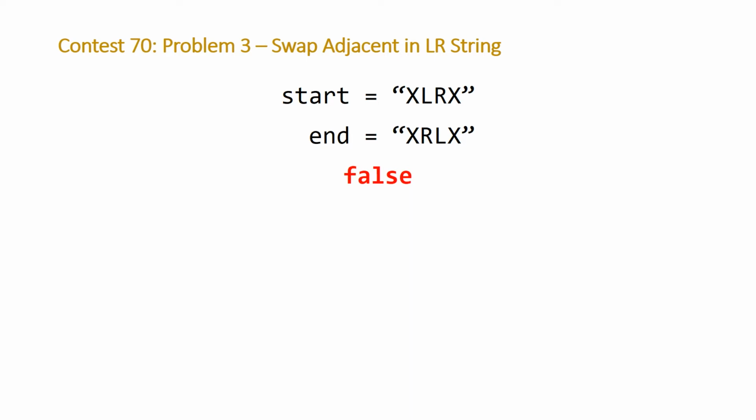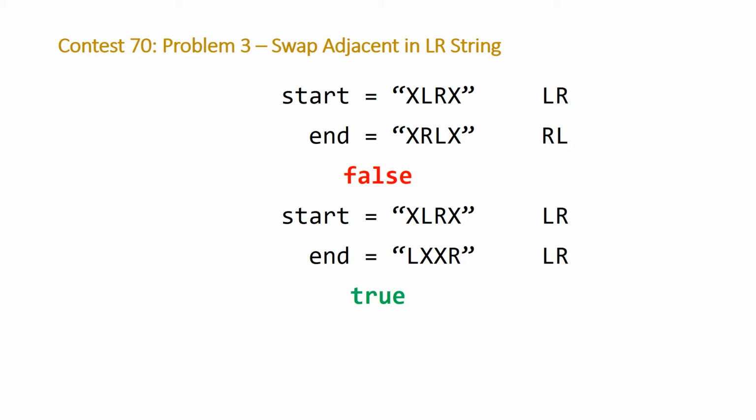However, in a modified example that's similar to the first one, we have the start string XLRX and the end string LXXR. So this one clearly we can swap the first 2 characters, the L with the X, and the second 2 characters, the R with the X, in order to end up with our end string. So this example will return true.